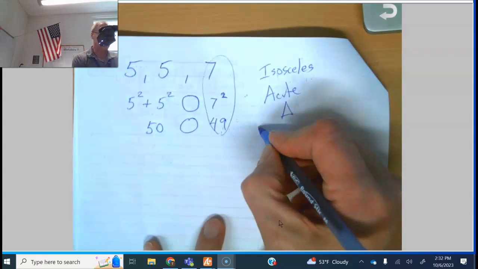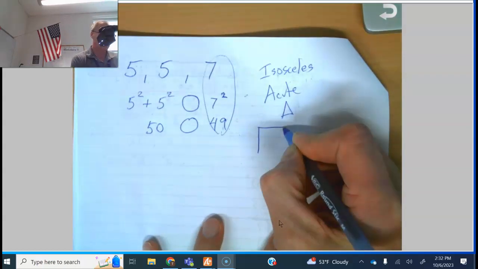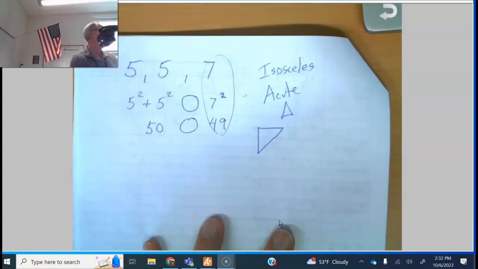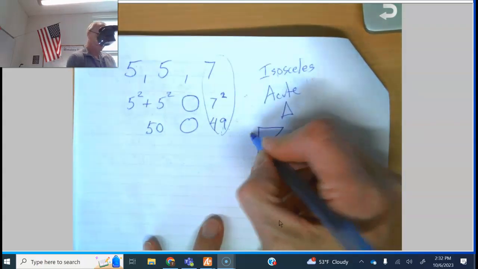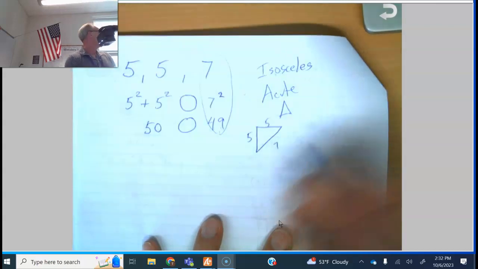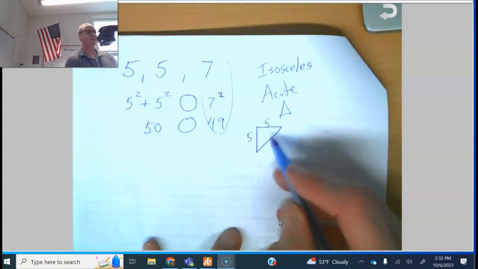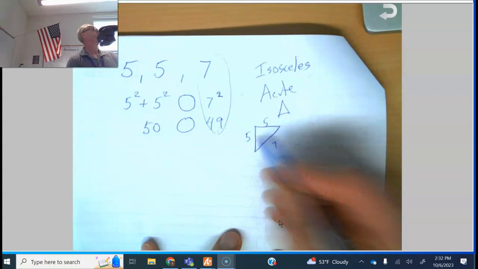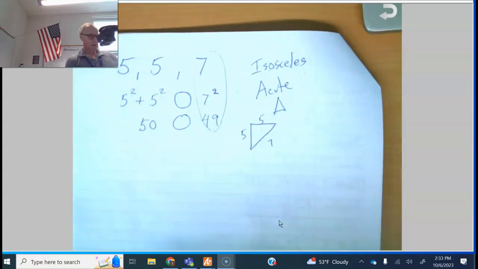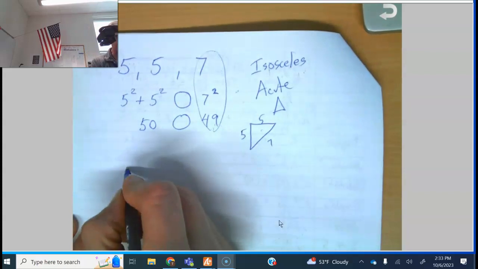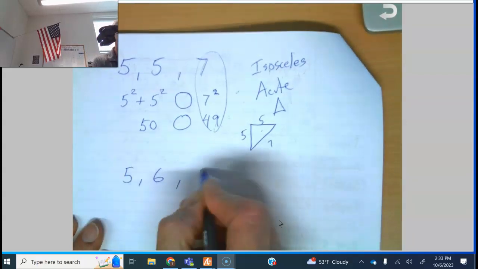If I draw a 7-7 triangle with a right, it's going to look like it has a right angle in it. See that? The 5-5-7. It looks almost like a right triangle. It just happens that this is about 89, which is going to look right, but it's not. It is acute. Okay, try 5-8-9. 5-6-8. Let's do that one.